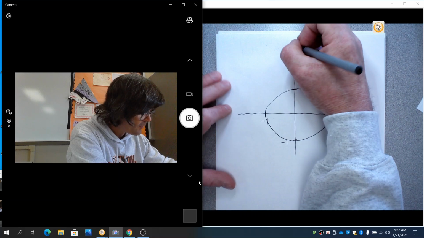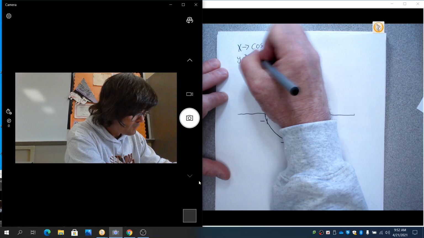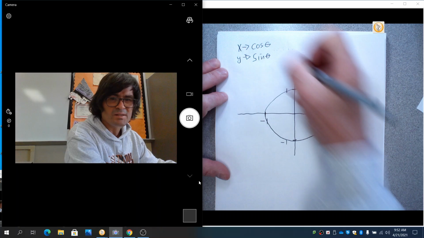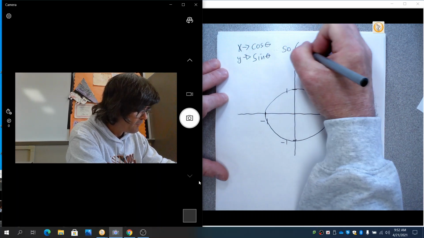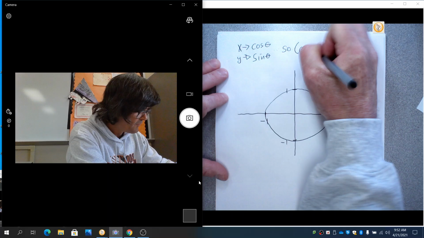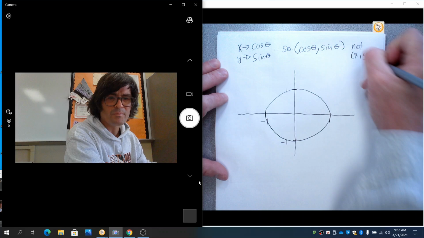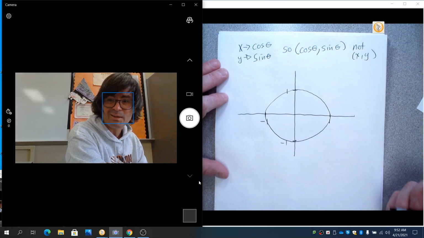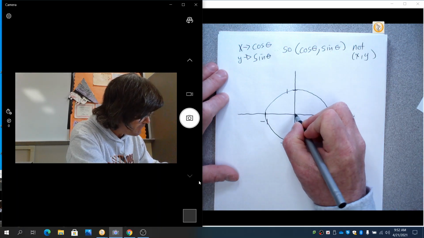And I want you to remember that x travels with cosine and y travels with sine. And so you're going to have basically cosine theta, sine theta, not x and y. All the points are going to be cosine for the x, sine for the y. You're going to take like my 30 degrees.